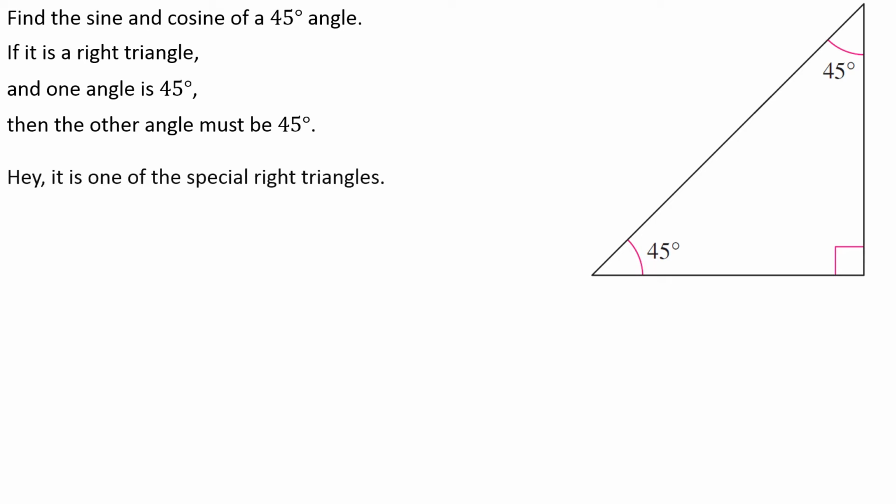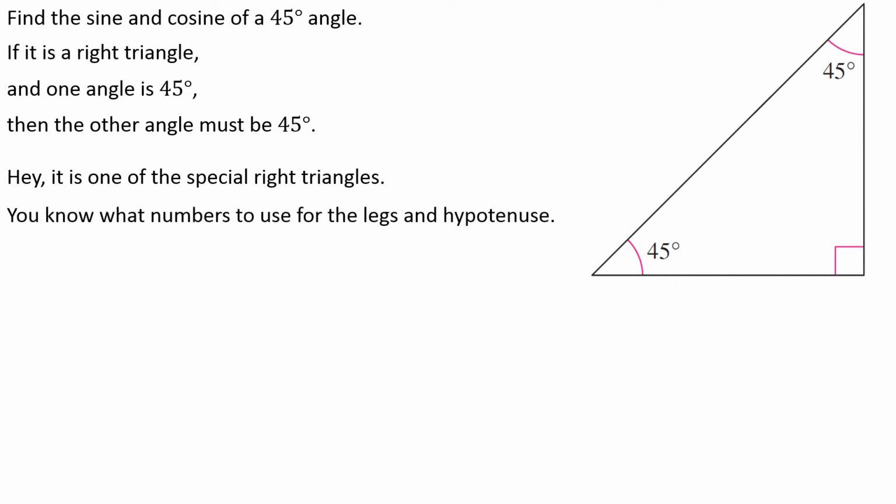Oh, hey. Remember that lesson on our special right triangles? There it is. You know what numbers we have to use, don't you? The legs have to match, so if I put 1 on one of the legs, I have to use 1 for the other leg. And of course, using the Pythagorean theorem, we can quickly deduce that the hypotenuse has to be square root of 2. Right, this is one of our special right triangles. The 45-45-90 and the 30-60-90 are the two triangles that we should have memorized.